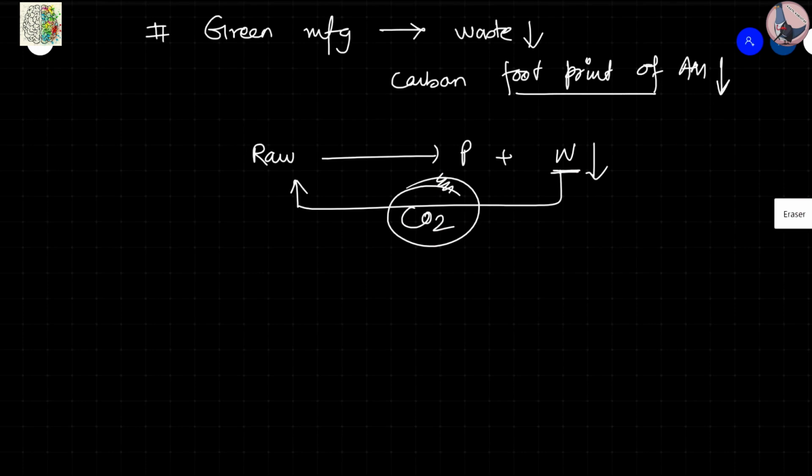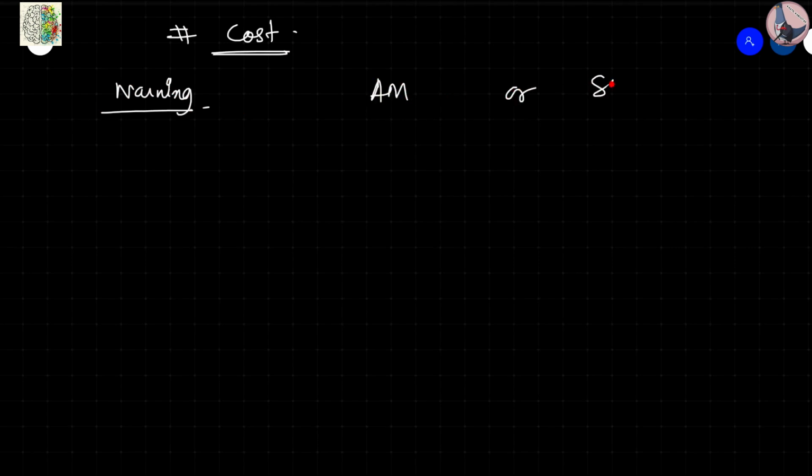Then, a very important thing which drives everything is your cost. Now, it's a warning I'm giving you: by seeing all these advantages, if someone asks you which is cheaper, additive manufacturing or subtractive manufacturing, then don't blindly say additive manufacturing. It's not so. Additive manufacturing is cheaper only when your complexities are high.